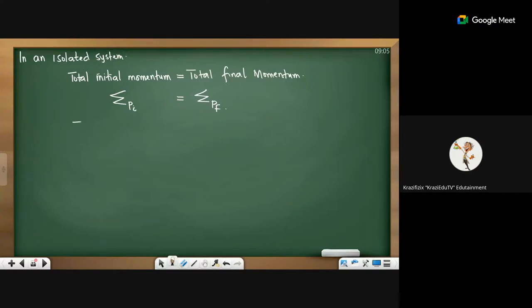And again, it can be said: total momentum before collision, before means initial, should be equal to the total momentum after collision. Please follow. This is the climax of the topic now. It's a law, and this law happens in an isolated system. What is an isolated system? A system that has no external forces. The net external force is equal to zero. So the total linear momentum is conserved. Total momentum before is equal to total momentum after.